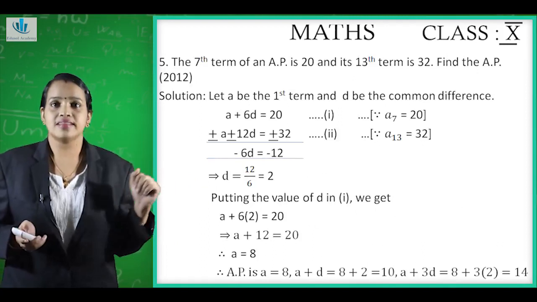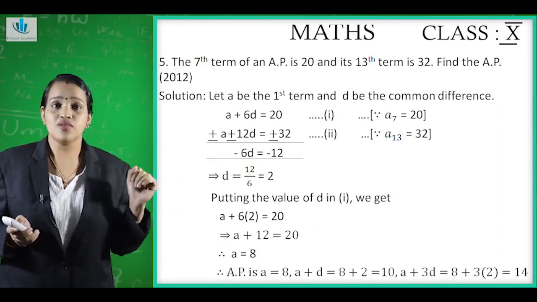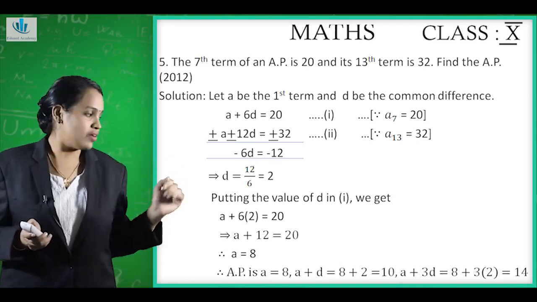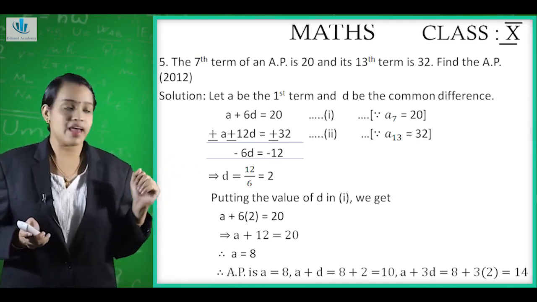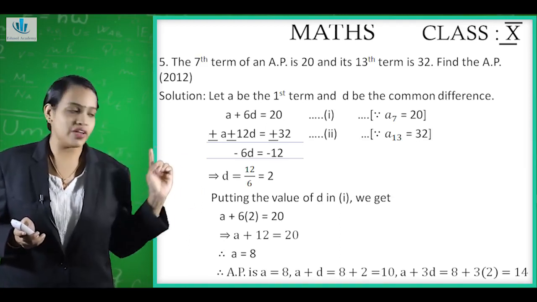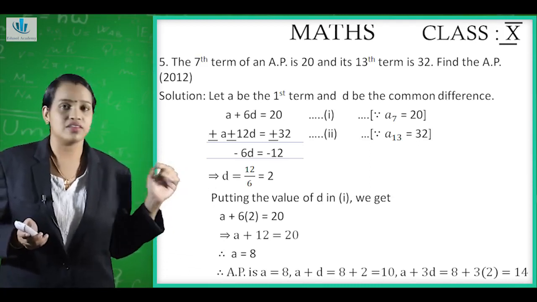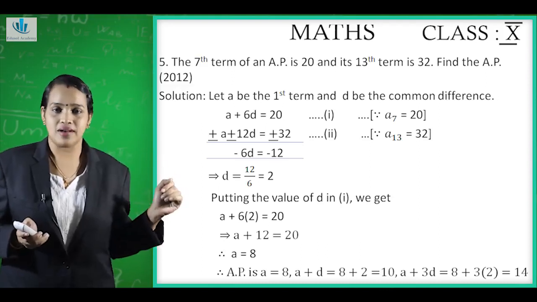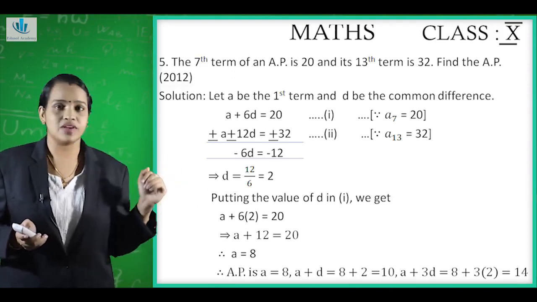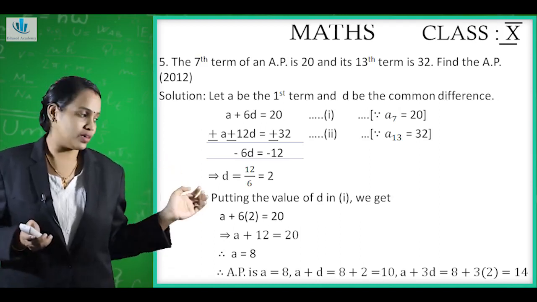The next question is: the 7th term of an AP is 20 and its 13th term is 32. Find the AP. This question has appeared in the year 2012. We take the first term as A and D is the common difference. Therefore A plus 6D is equal to 20. We give it as equation 1, as A7 is equal to 20, which is given in the question. A plus 12D is equal to 32. We give this as equation 2, as A13 is equal to 32.